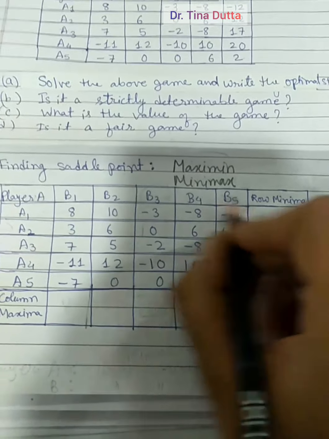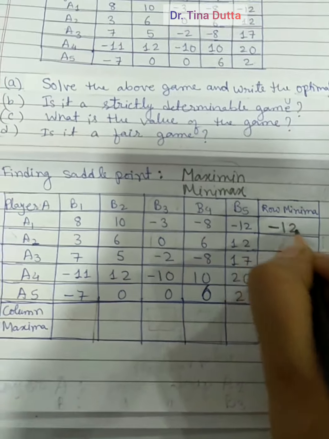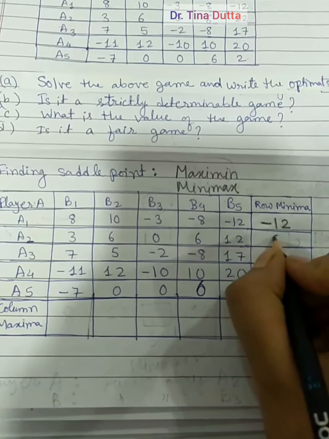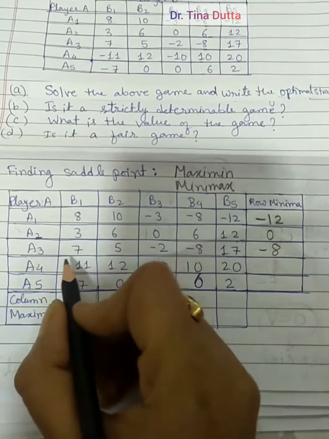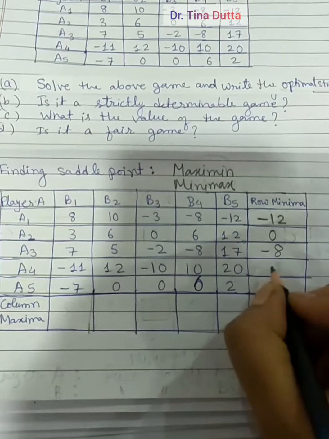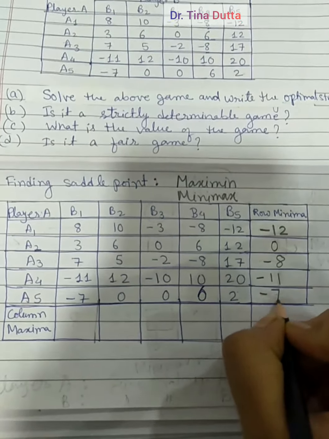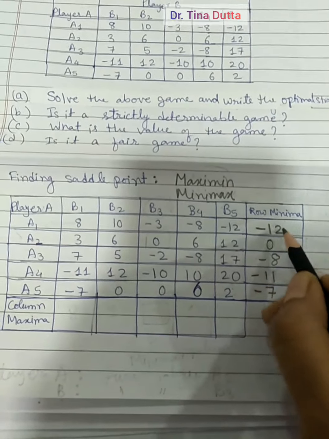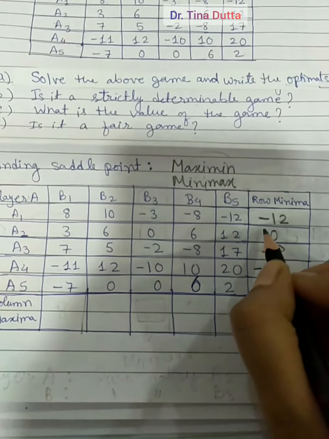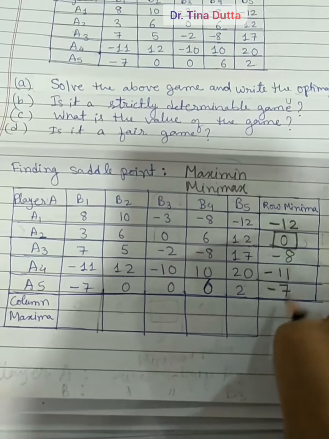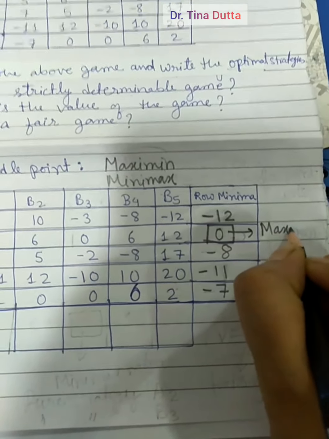So in the first row, the minimum value is minus 12. Second row, the minimum value is 0. Third row, minimum value is minus 8. Fourth row, minimum value is minus 11. Fifth row, minimum value is minus 7. So we got all the row minima. Now we need to find out maximum out of all these row minima. So maximum value is 0 because all other values are negative. This value is maximin value.